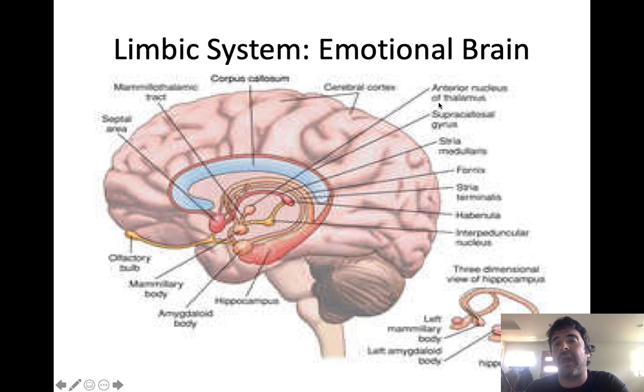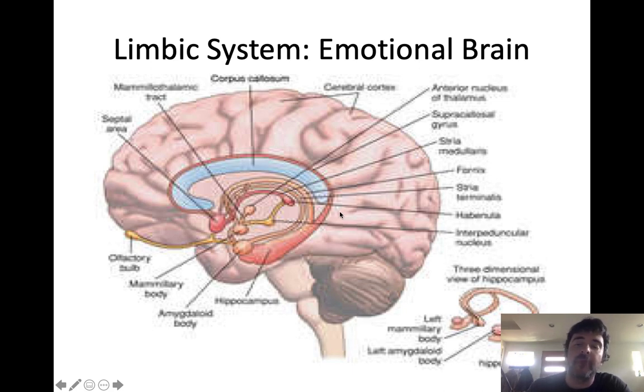I have a fuzzy image intentionally because I don't want you memorizing every structure associated with the limbic system. When you talk about the limbic system, you're talking about a grouping of structures that communicate and regulate emotion in the brain. If you want somebody to pay attention to what you're saying, activate their emotional response, because then their limbic system is cued. And once you've got the limbic system, you've got somebody. So the limbic system is the emotional brain.